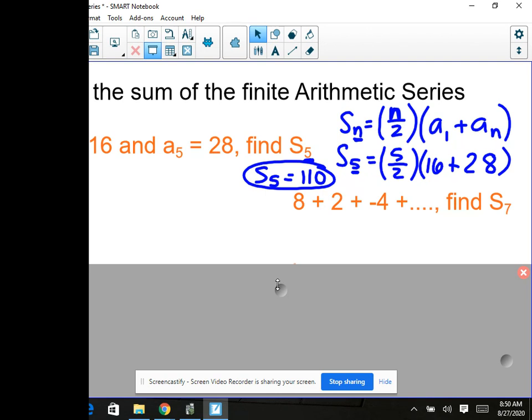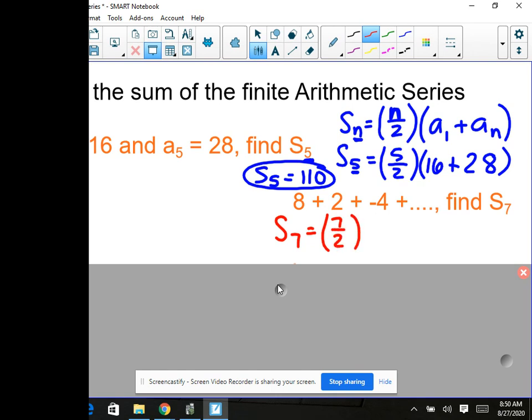So if I start off with what I know, S sub 7 equals... if 7's down there where n's supposed to be, that's where it's going to go. I know my first term. What I don't know is my 7th term. Okay?